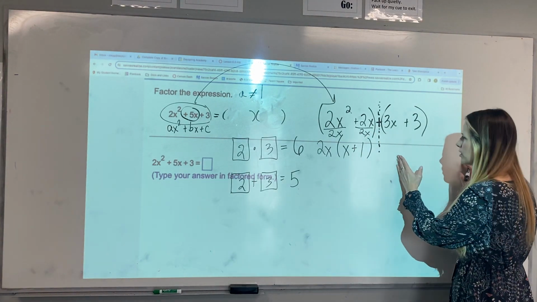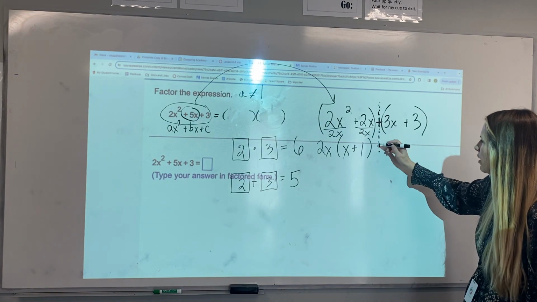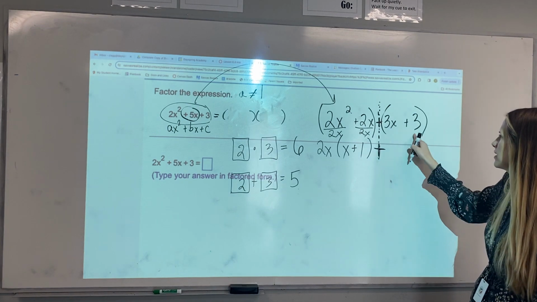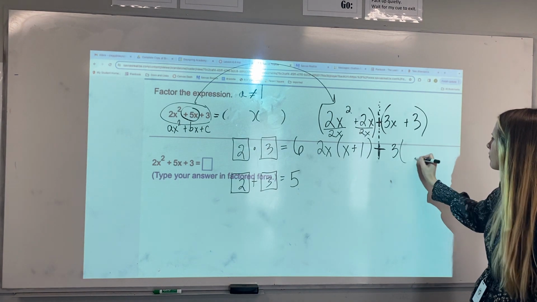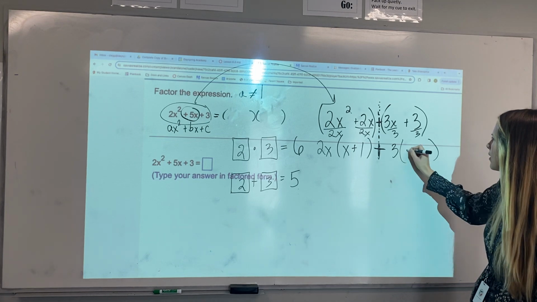And we're going to move over to here and factor out the GCF over here too. Now again, it's plus. What's the GCF on this side? 3. What's the rest? X plus 1.